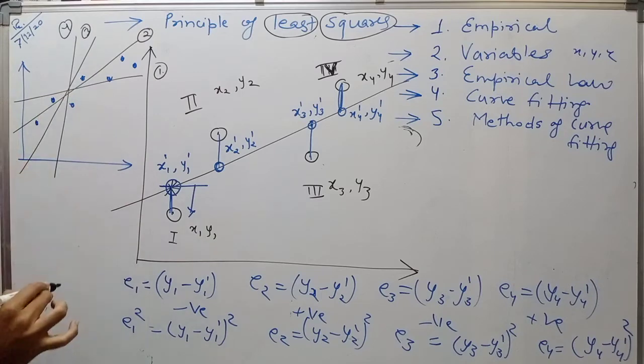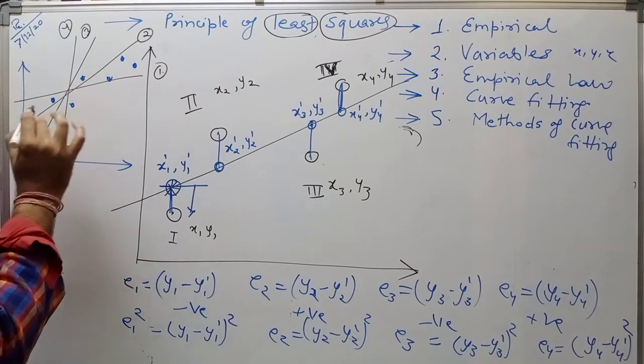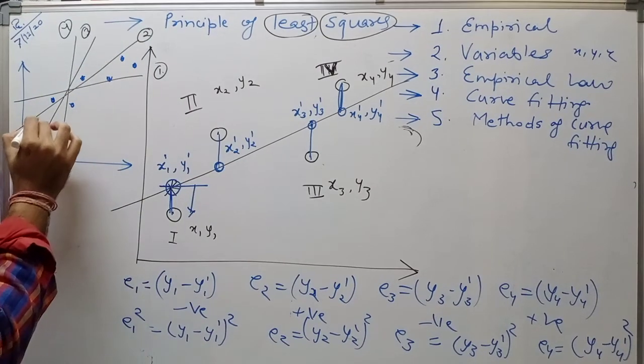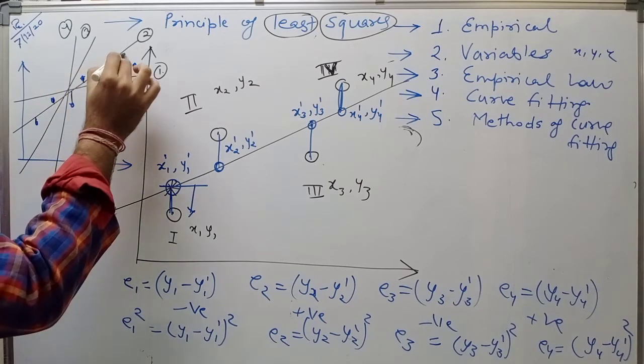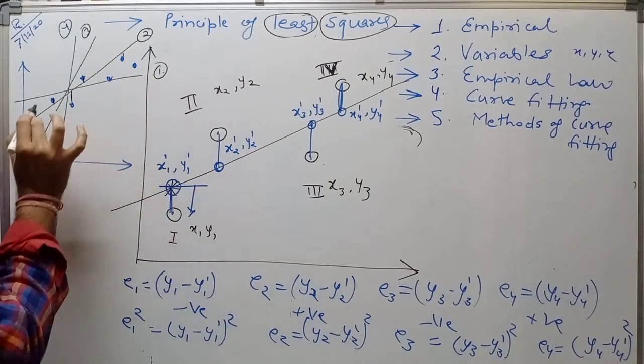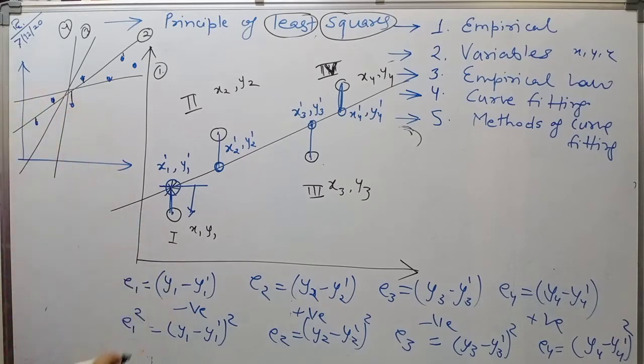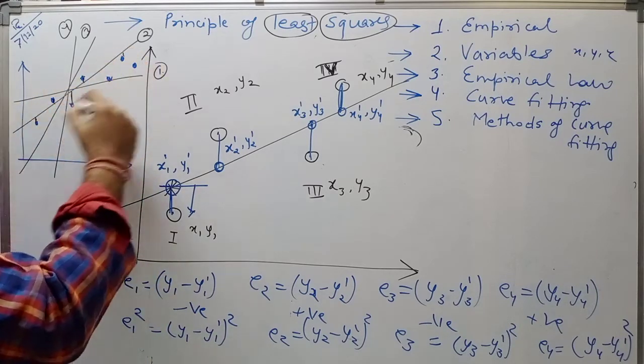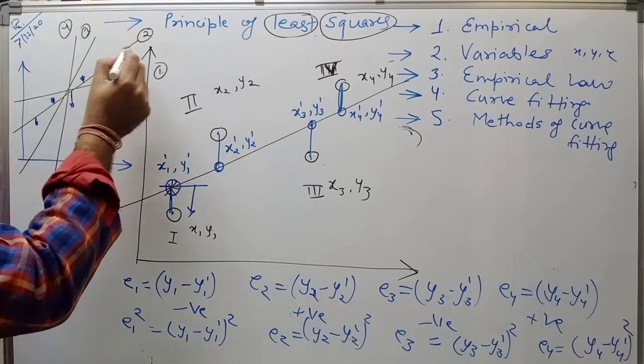Which line will be best suitable? The line which has the least difference from each and every point, the square of the least difference. That is the principle of least squares. So which line will best fit these points among these 1, 2, 3, 4?